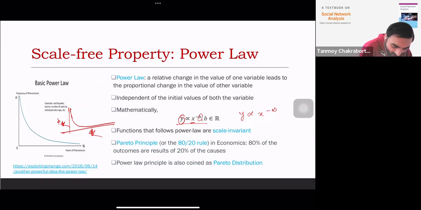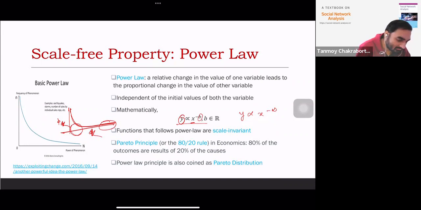p_k is the probability of a particular node having degree k, right? And we have seen this kind of skewed power law distribution, which basically says that there are a lot of users with low degree, and a very small number of users with very high degree.